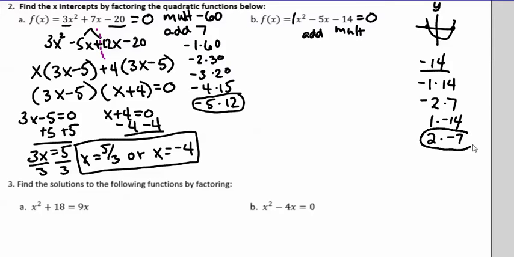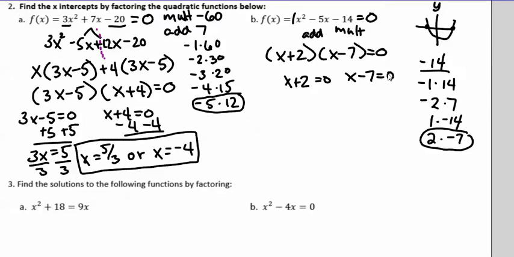And because my lead coefficient is 1, then I can do the quick kind of factoring, which is x plus 2, x minus 7. And remember, we said that it equals 0 because we're looking for the x-intercepts. The x-intercepts happen when the y is 0. So what you want to do is set each factor equal to 0. x plus 2 equals 0, or x minus 7 equals 0. This one, when you subtract 2, you get x equals negative 2, or in the second one, when you add 7, you get x equals 7.